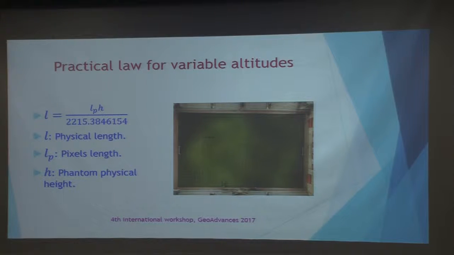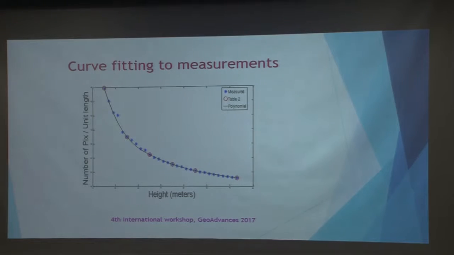So we used the airplane, we took several photos in order to obtain the fitted function, which you can see here. The one in solid is the polynomial fitted to the measured data, which is given in blue stars, as you see. So we have our practical law for measuring areas.